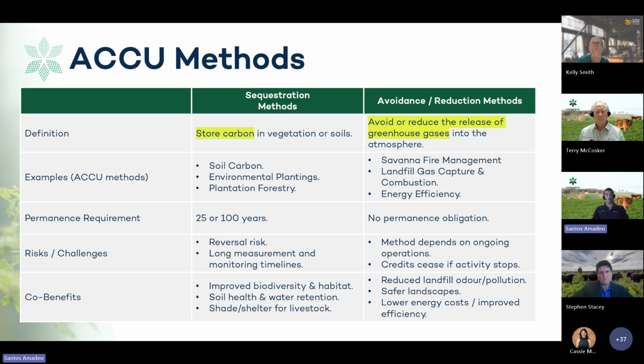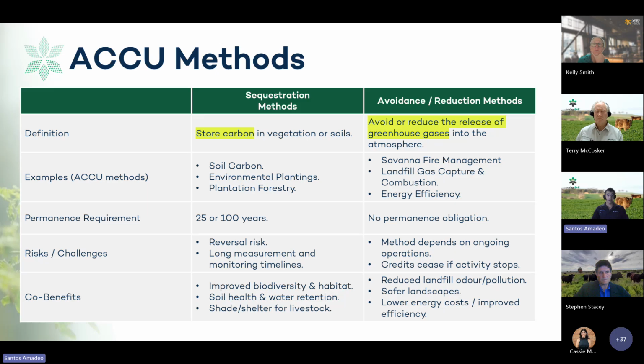There's a difference in terms of their permanence requirement because they are sequestration methods. The soil carbon as well as the planting methods need to stay for at least 25 to 100 years, whereas the avoidance methods don't have a permanence obligation. Among the risks, there is risk of reversal, for which the methods account for some discounts on the ACCUs given to the methods of soil carbon, environmental plantings, and so on. Whereas with an avoidance method, as soon as they stop operations, they stop crediting. So there are no permanence obligations for them.